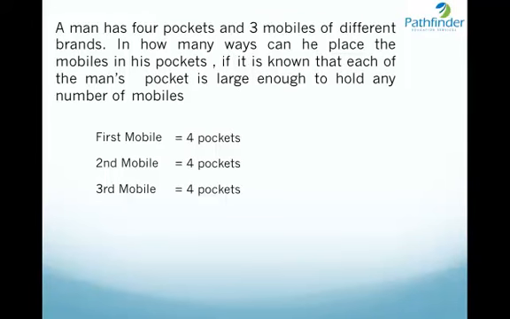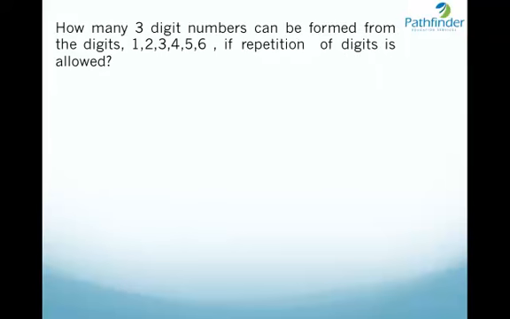And we have to place all of them. So all 3 jobs have to be done, and therefore it can be done in 4 into 4 into 4, that is 4 to the power of 3, that is equal to 64 ways. Here n is equal to 4 and r is equal to 3. So 4 cube gives you 64.